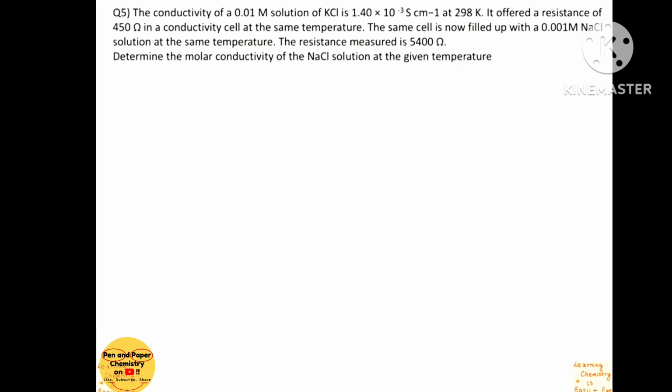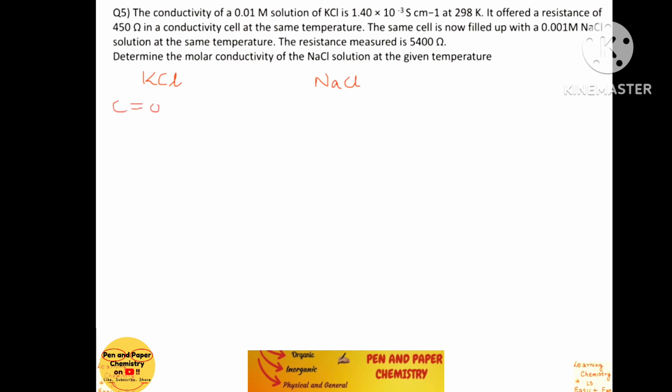So let's first jot down the values which have been provided to us. If you notice over here, we are talking about two electrolytes, KCl and NaCl. The concentration of the KCl solution is 0.01 molar. And its conductivity, that is kappa, has been provided to us as 1.4 into 10 to the power minus 3 Siemens per centimeter.